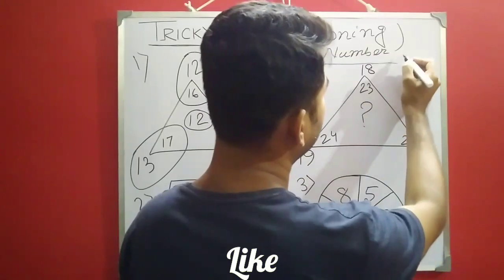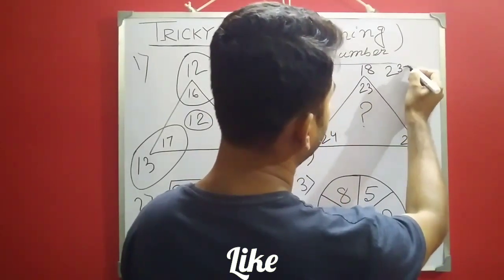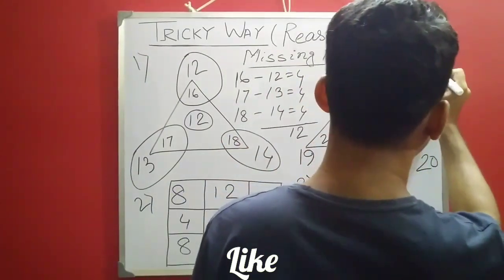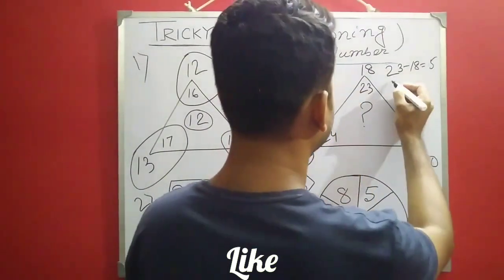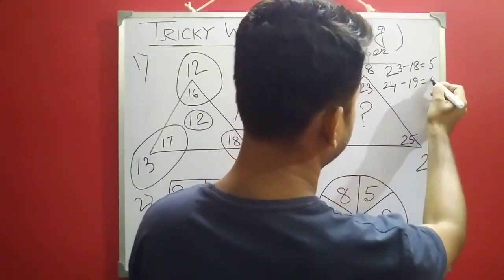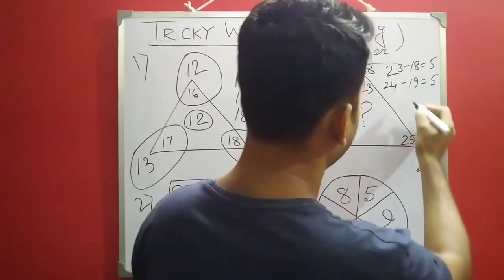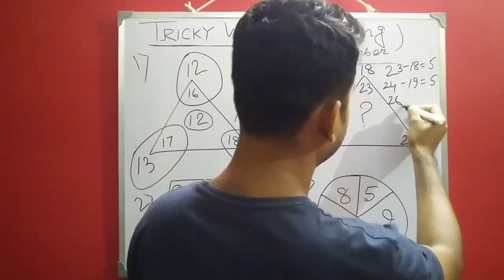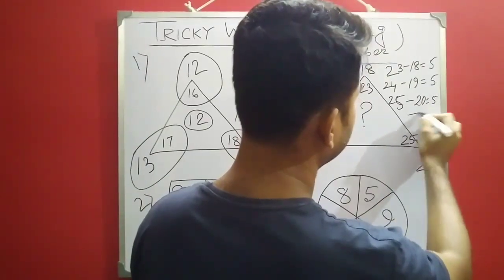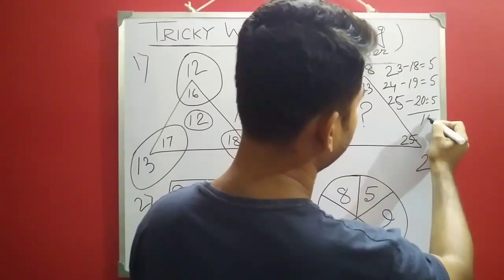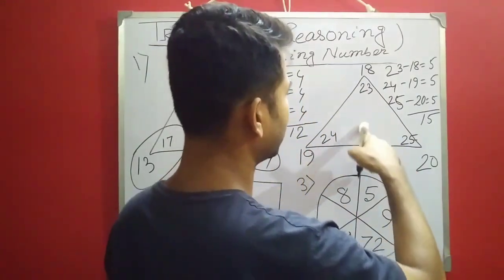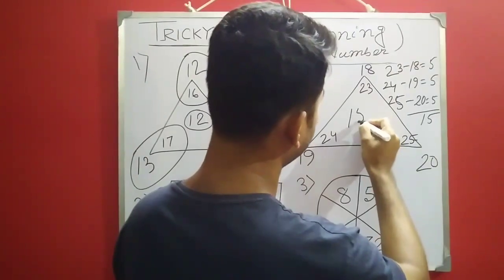So inner value 23 minus outer value 20, 24 minus 20, 25 minus 20. So 5 plus 5 plus 5 equal to 15. So the value for this question mark is 15.